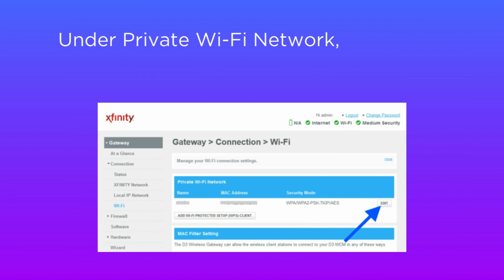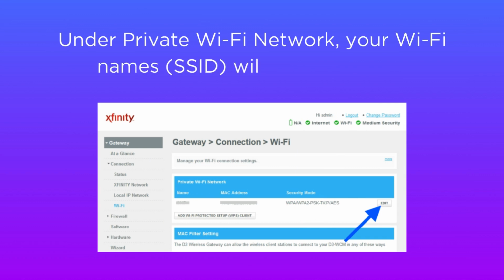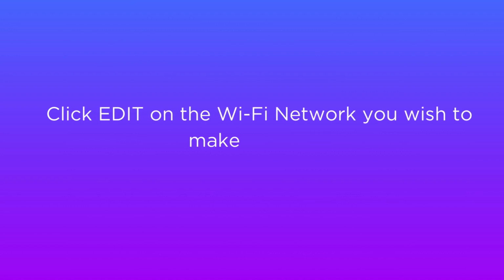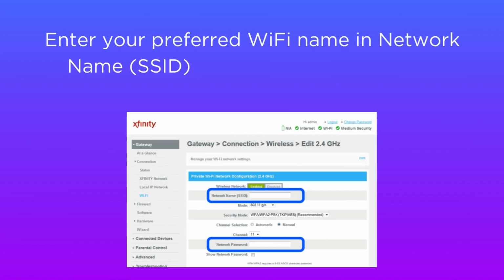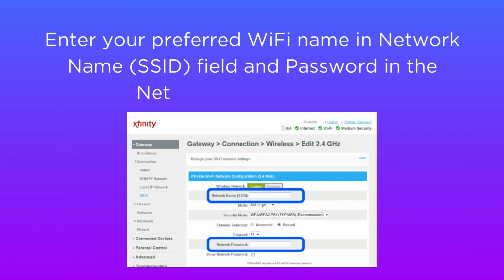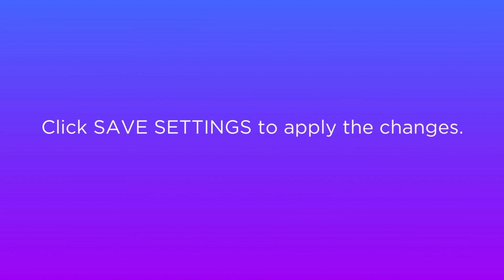Under Private Wi-Fi Network, your Wi-Fi names, SSID, will be mentioned. Click Edit on the Wi-Fi network you wish to make changes. Enter your preferred Wi-Fi name in Network Name, SSID, field and password in the Network Password field. Click Save Settings to apply the changes.